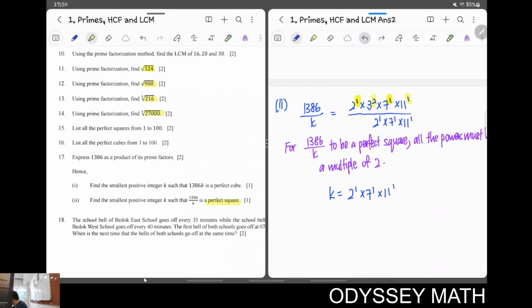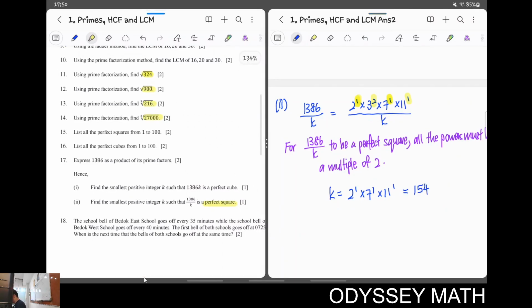Can? So therefore, your answer for k is just 2 times 7 times 11. So the answer is just 154. So that would be the answer for question number 17 over here.